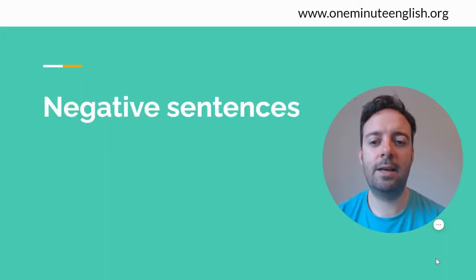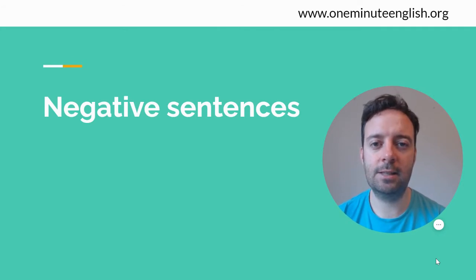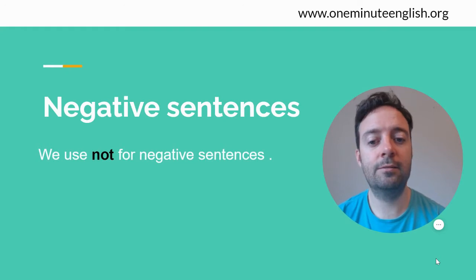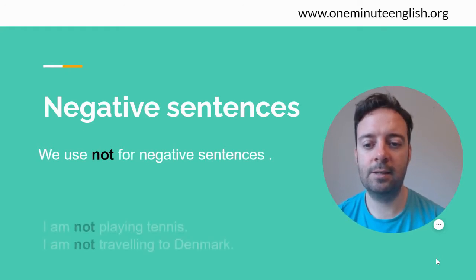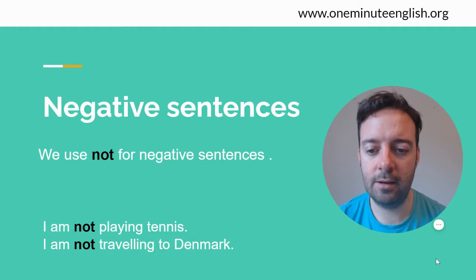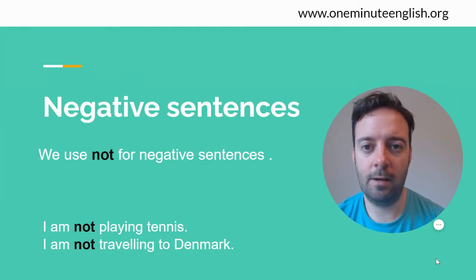Okay, let's look at how to make negative sentences in the present continuous. So we use not for negative sentences. Okay, I am not playing tennis. I am not traveling to Denmark. Notice where not is positioned. So I am not. I am not doing that.